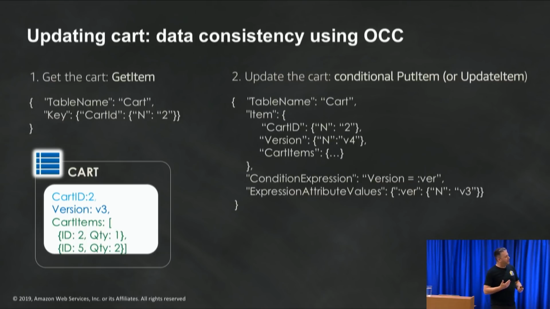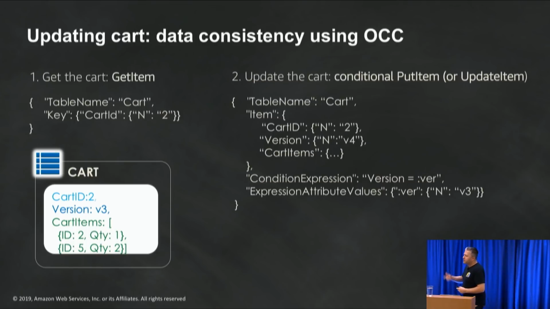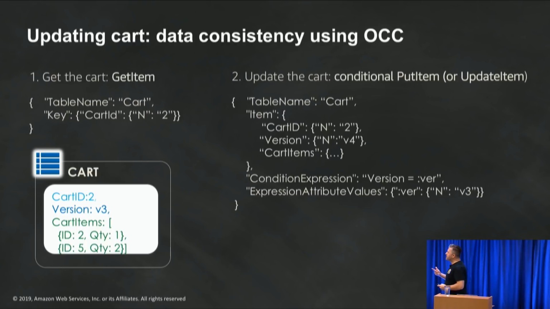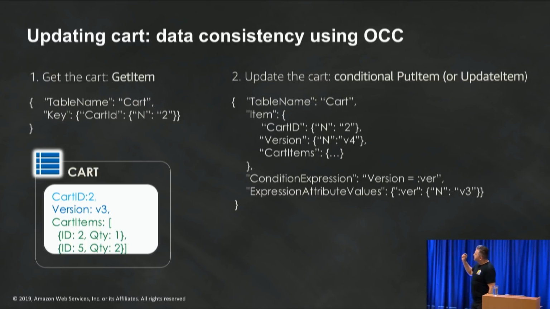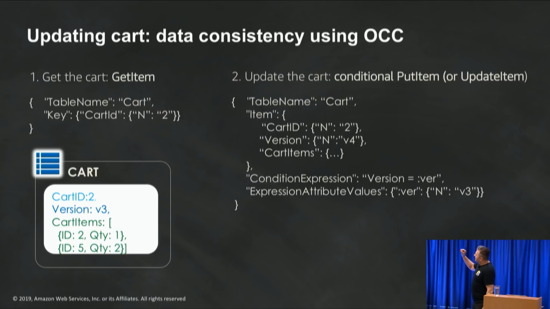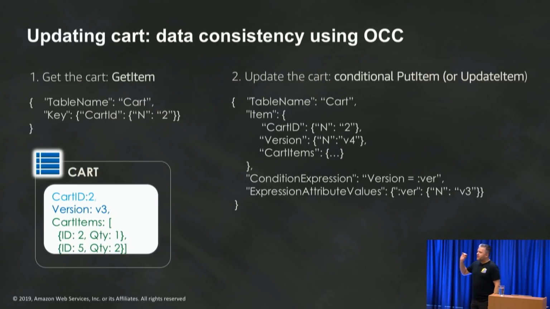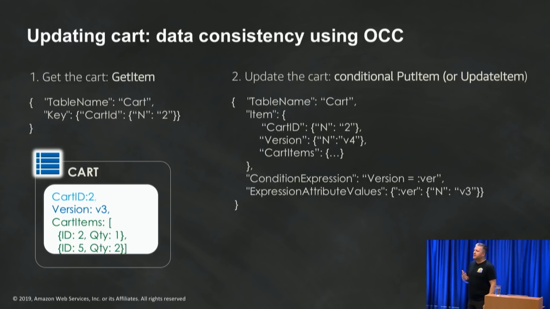And what do we do if we abort? We basically need to reread the item. We need to get the most current state. So this is the optimistic concurrency control. But you'll notice that whether we do that get item in an eventually or strongly consistent way does not really matter in terms of correctness.